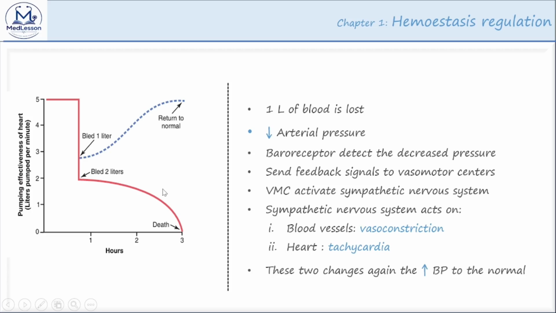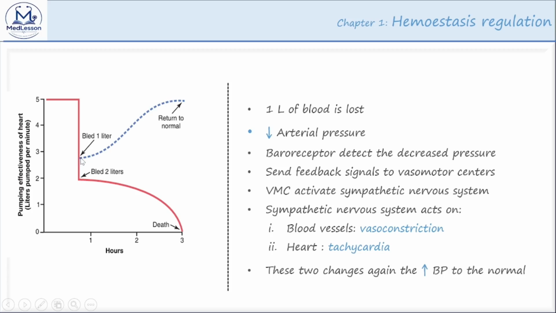Here is a higher picture of the physiology about the regulation of the body function. In this picture, we can see that the x-axis shows the time and the y-axis shows the cardiac output. Cardiac output is the amount of the blood which is being pumped by the heart each minute. In a normal condition, our heart is pumping 5 liters of the blood toward the peripheral tissue. So we'll see in this slide what happens if someone loses 1 liter of the blood.